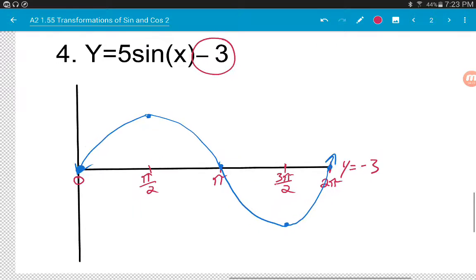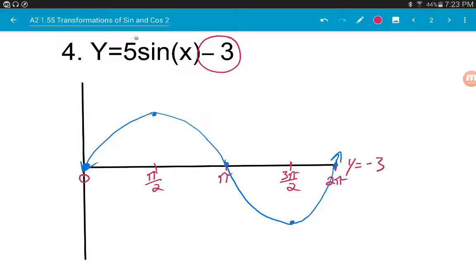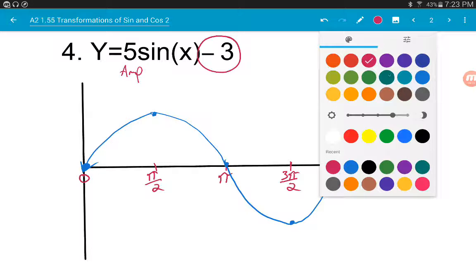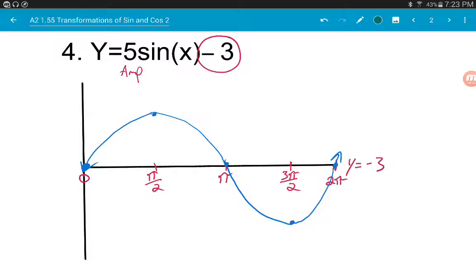And now remember that I need to go up 5. It's this number right here. Up 5 and down 5 because that is the amplitude. So if I go up 5, starting at the midline, -3 plus 5 is 2. And -3 minus 5 is -8. And that's a full credit graph.